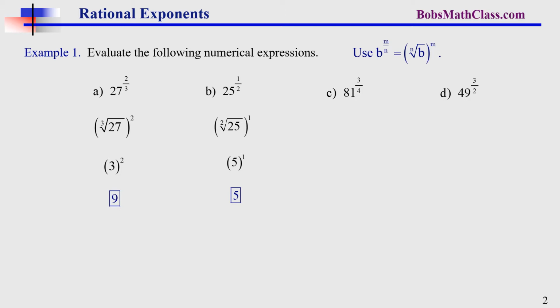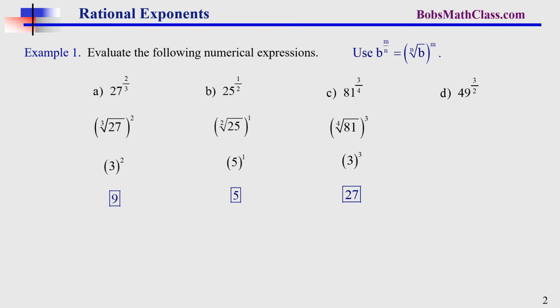81 to the 3/4. Again, your bottom number is the index number. The top number is written outside the parentheses. Fourth root of 81: what times itself 4 times is 81? Or what number raised to the 4th power is 81? That would be 3. So 3 cubed is 27.